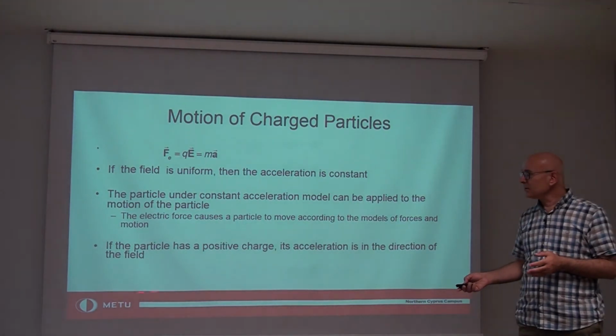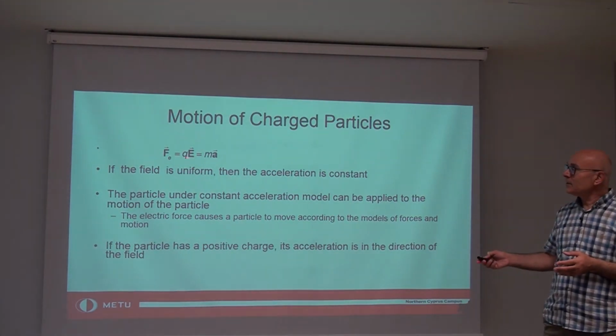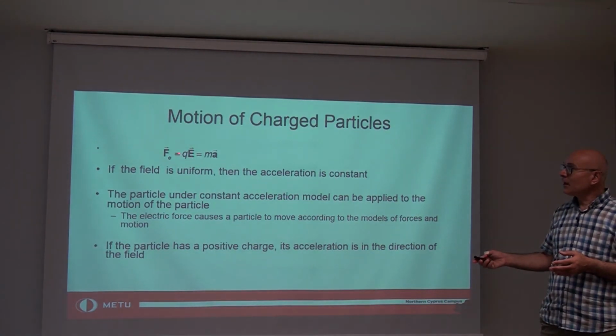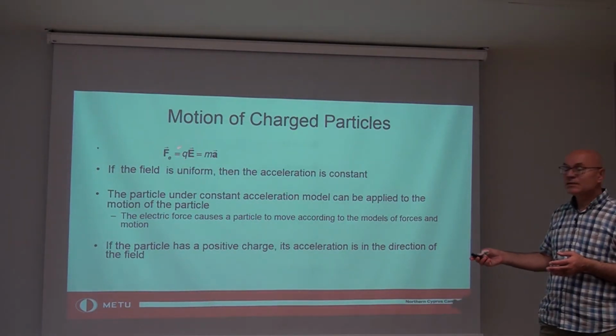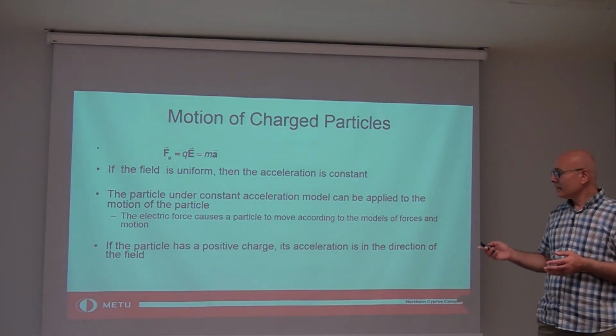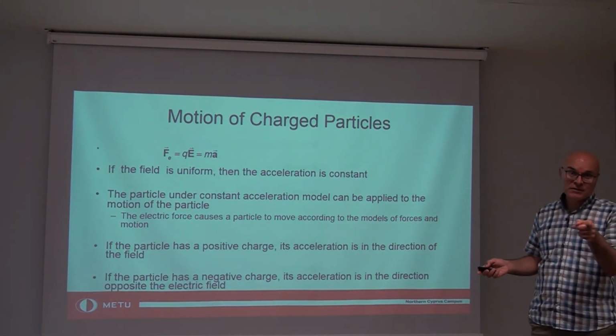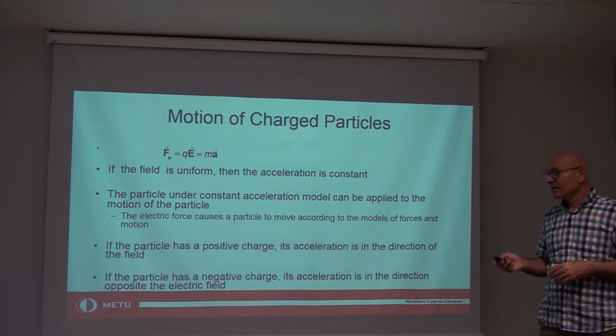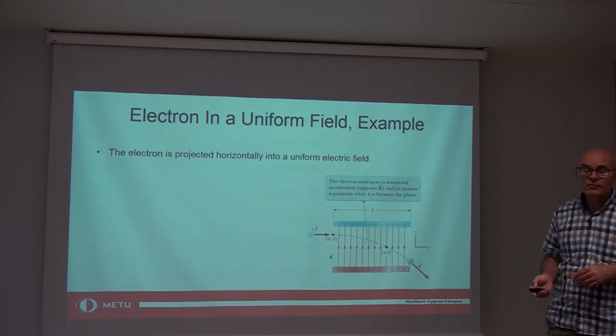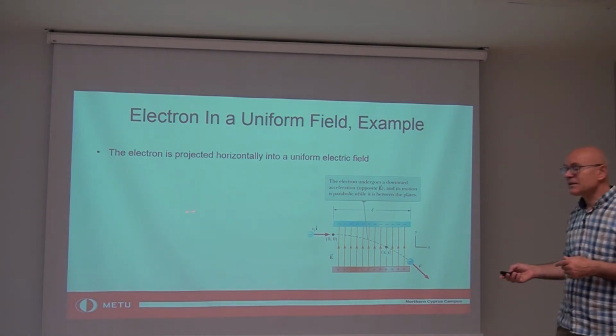Now it's important to note that from this equation it's clear that if the charge is positive, then since mass is positive, the acceleration is parallel to E, because when a positive number multiplies E you get a vector along E, and since m is positive, a will be along E. However, if the charge is negative, then the acceleration will be opposite to the direction of the electric field. This will be clear when we consider this example.